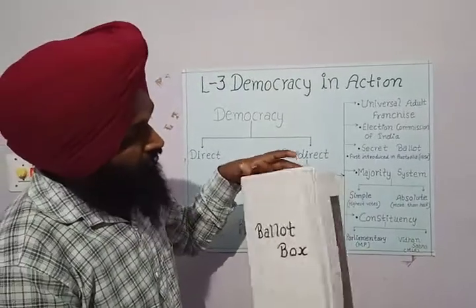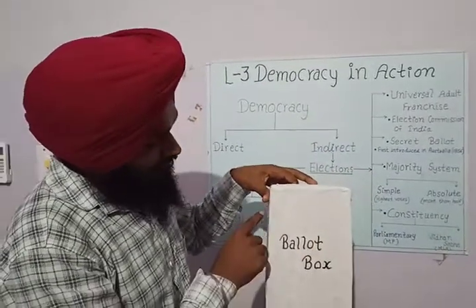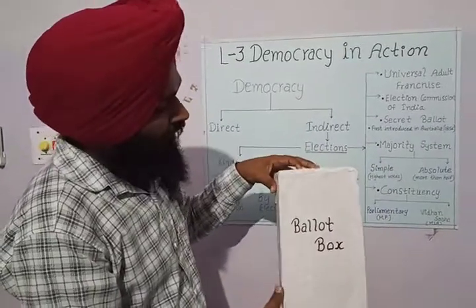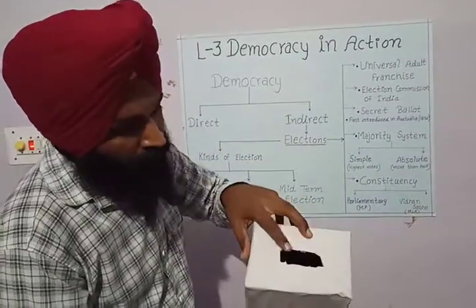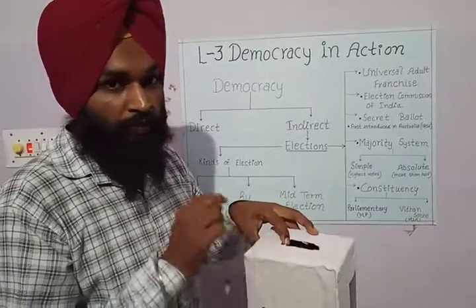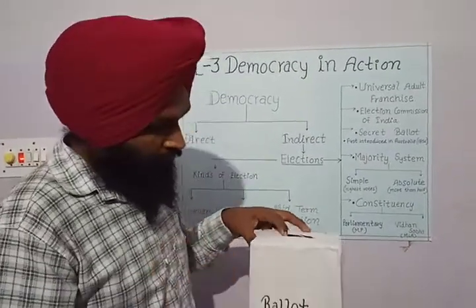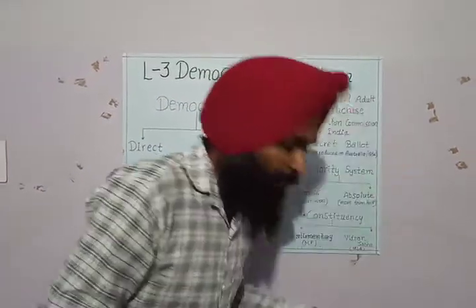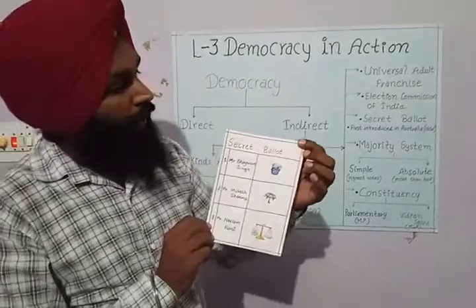Actually it is a box sealed from all four sides, and there is one narrow hole on the upper side of the box through which the voter will put down their vote. That is the ballot box. And another is the secret ballot paper.